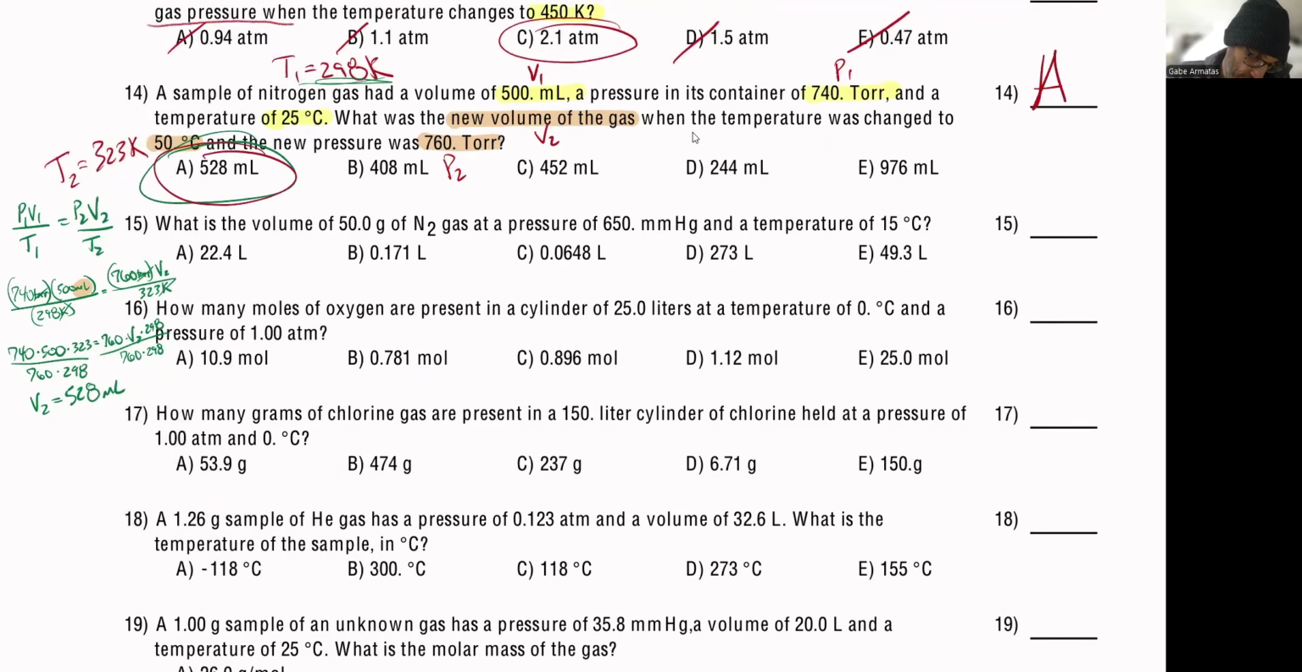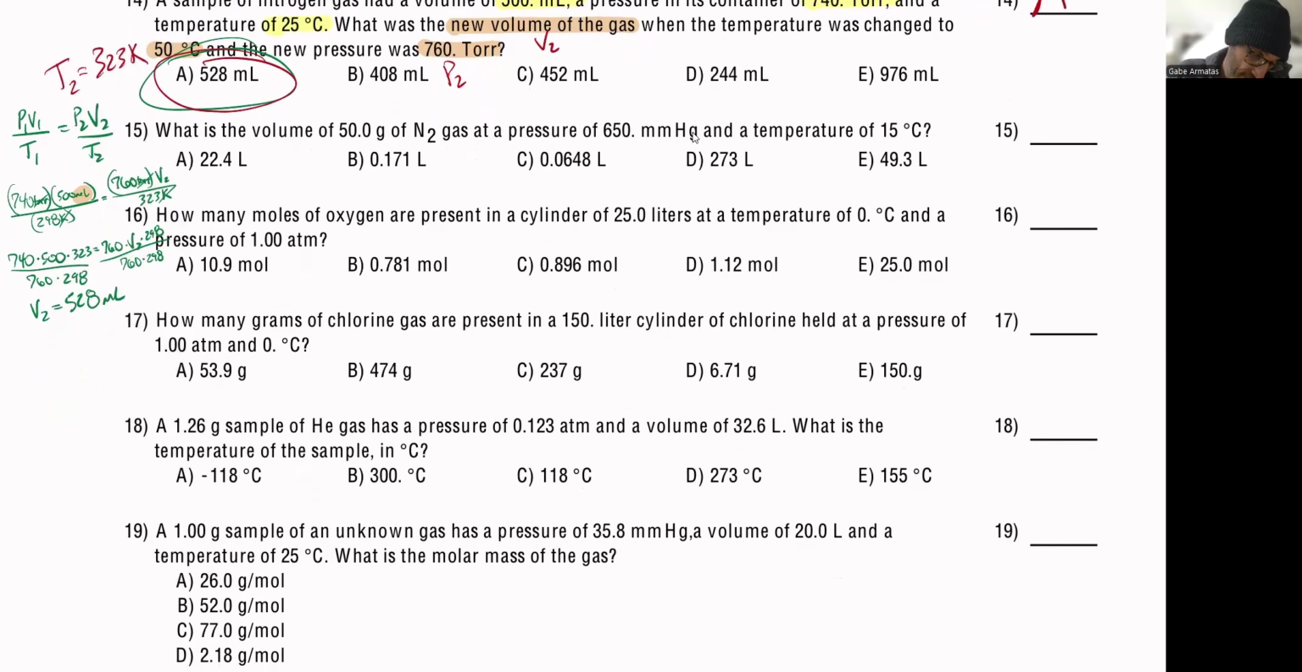What is the volume of 550 grams of N2 at a pressure of 600? Okay, so in this case, it looks like we are not seeing a change in pressure, temperature, and volume. So we know the equation here is going to be PV equals nRT. We are going to be using the ideal gas law in this case because I have quantity, mass, a pressure, and a temperature. Notice I do not have multiple, right? I only have one of these. So we're going to be using PV equals nRT to solve this.